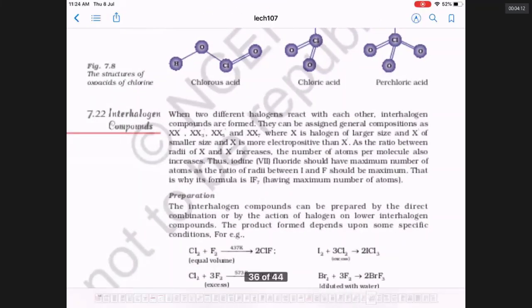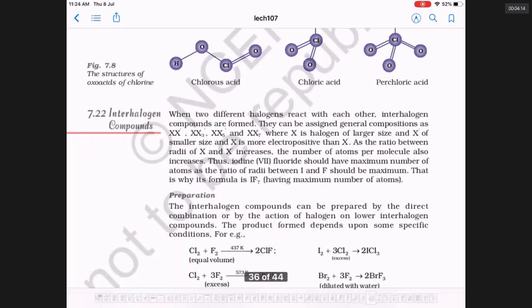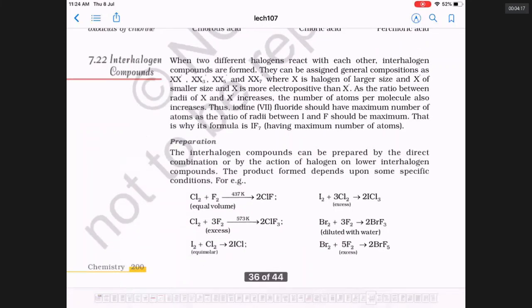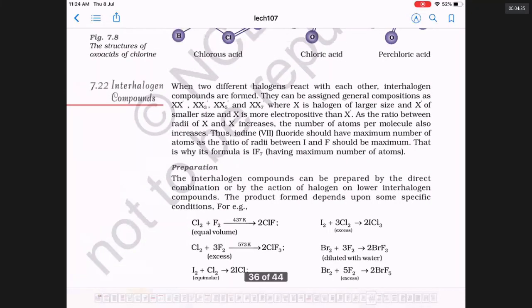Notice they can be made by direct interaction of halogens under different conditions by varying the amounts of fluorine. For example, if you take bromine and excess fluorine, you get BrF5. If you take bromine and a smaller amount of fluorine diluted with water, you will get BrF3. So it depends on the ratios; you get different interhalogen compounds.